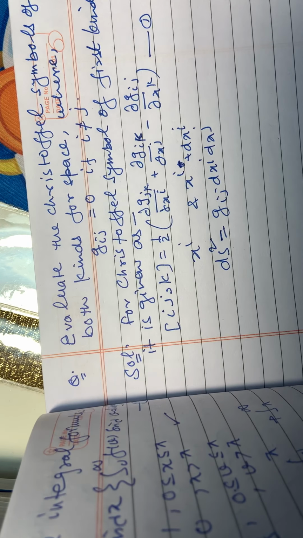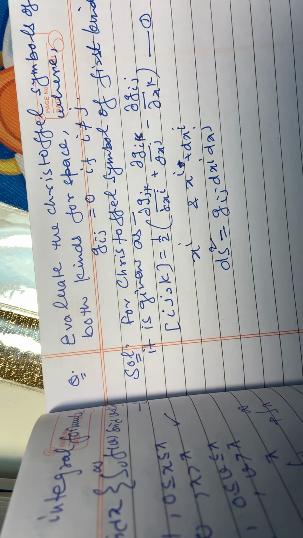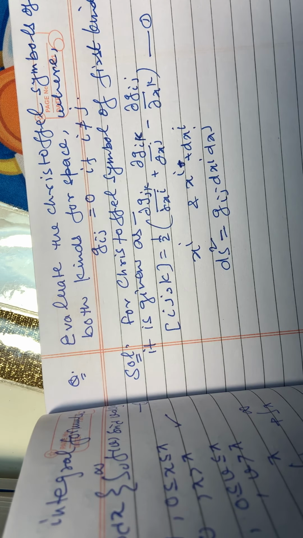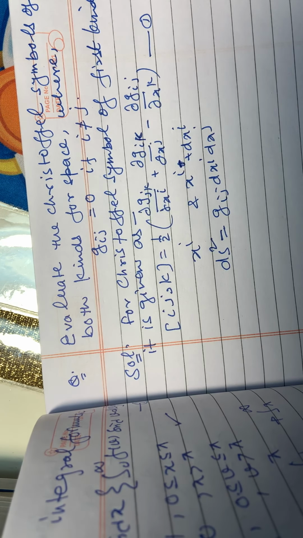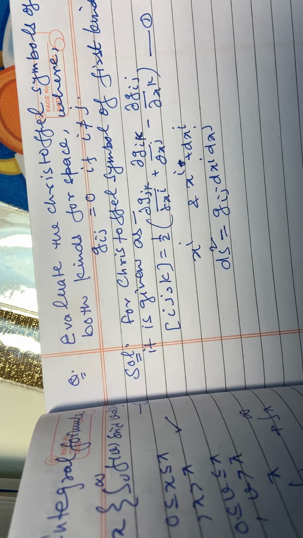Hello everyone. Here we will evaluate the Christoffel symbols of both kinds for the space where gij is equal to 0 if i not equals j. First of all, we will discuss what is gij. gij is known as the fundamental tensor or the fundamental metric.